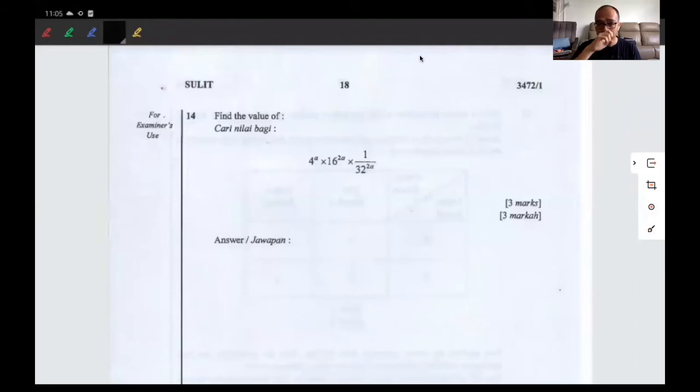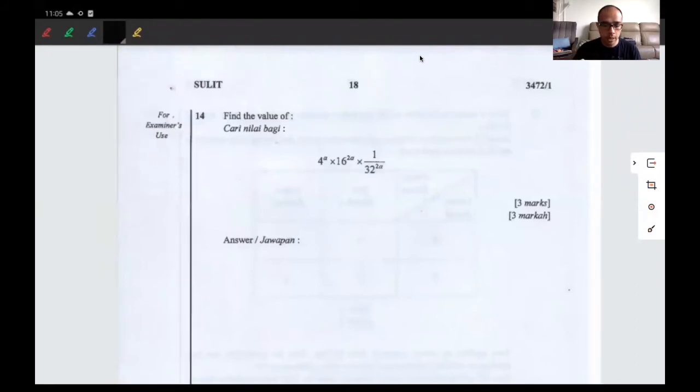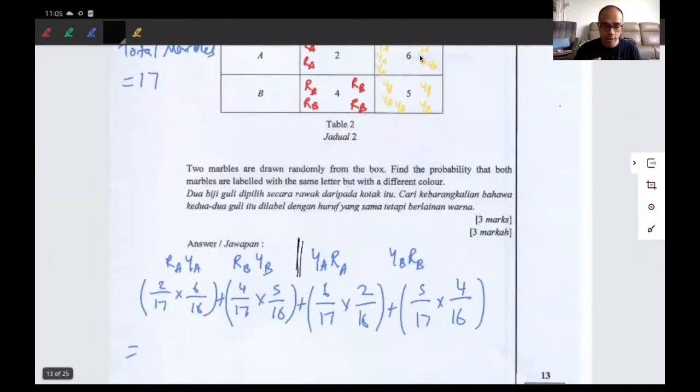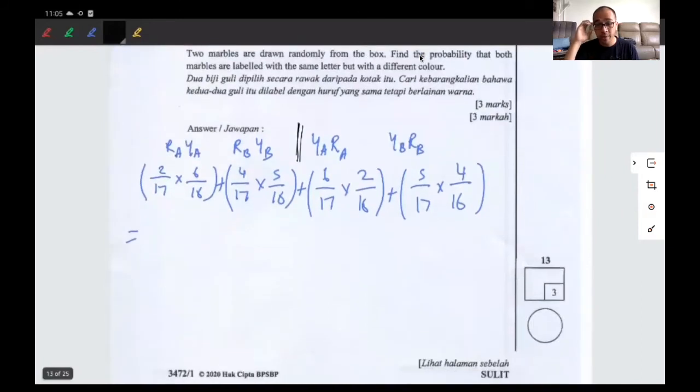Okay, welcome back. So I just want to mention that for this probability question, during the break, I went to look for the answer. The answer is 4 over 17. Okay, so just make sure that you calculate this correctly.